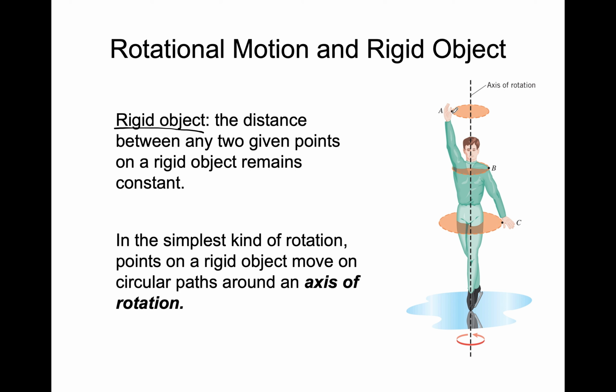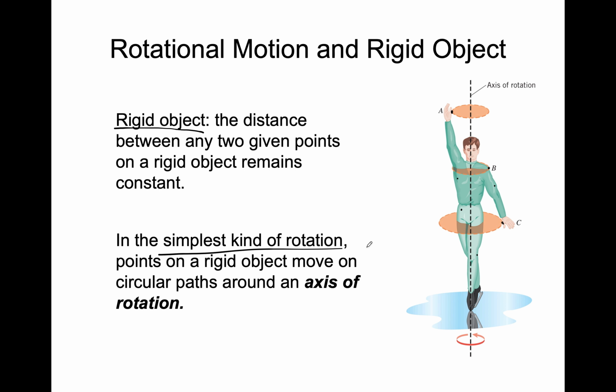Now when this figure skater is spinning, let's pick 3 points A, B, C. When the skater is spinning, the distances between A and B, and B and C don't change. And we need to generalize this to any point. The distance between any 2 points on this figure skater doesn't change. So it's a rigid object in this rotational motion.